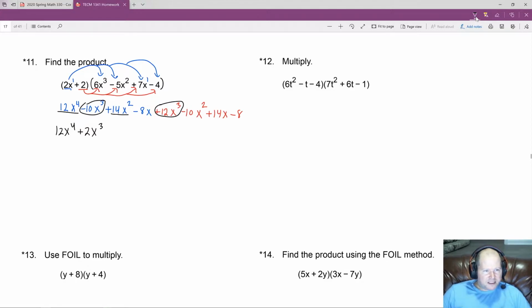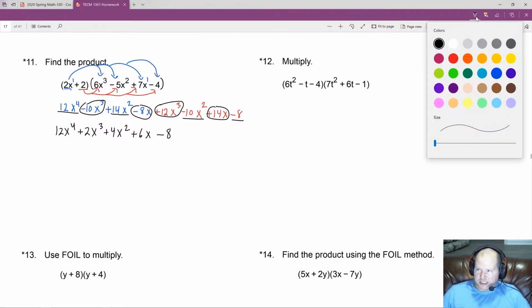Then we have a positive 14x squared and a negative 10x squared. And positive 14x squared minus 10x squared is going to give me a positive 4x squared. And then finally we have a negative 8x, and we have a positive 14x. Negative 8 plus 14 is a positive 6, and we keep the x. And then finally we have a constant of minus 8 at the end.